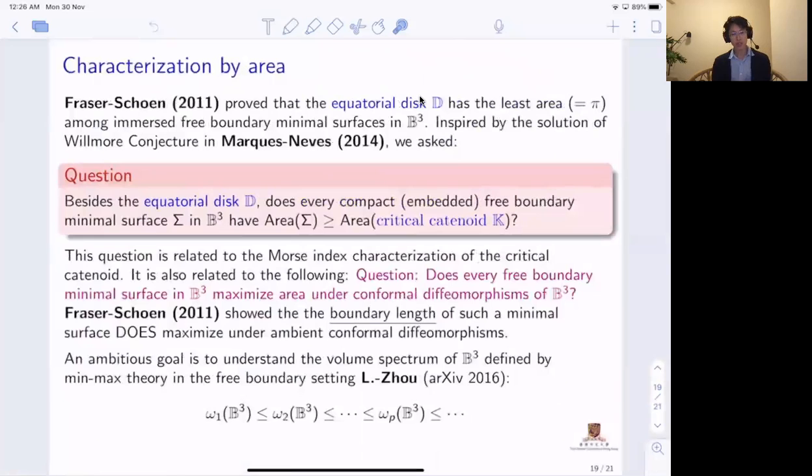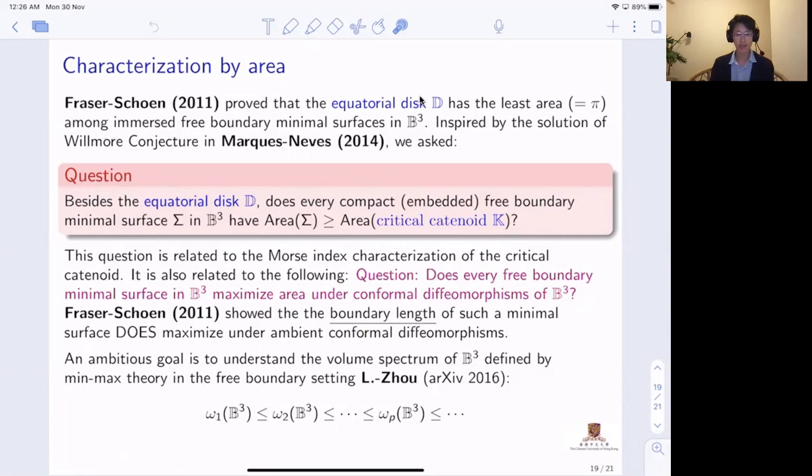So regarding characterization in terms of area, this is even less known. Okay, so the only result that we have so far is the result by Fraser and Schoen in 2011, in which they proved that the equatorial disk is the one with the smallest area. In fact, it also holds in higher dimension, which was extended by Brendle.